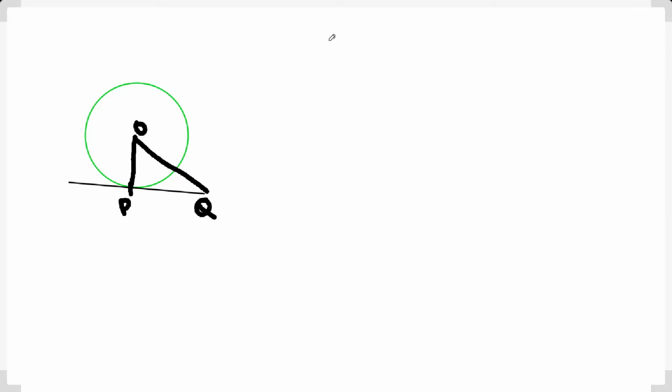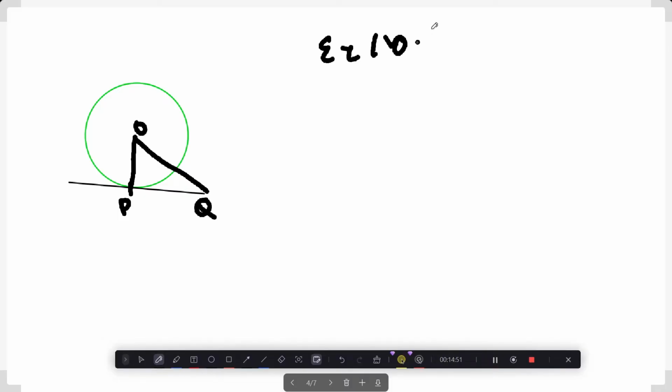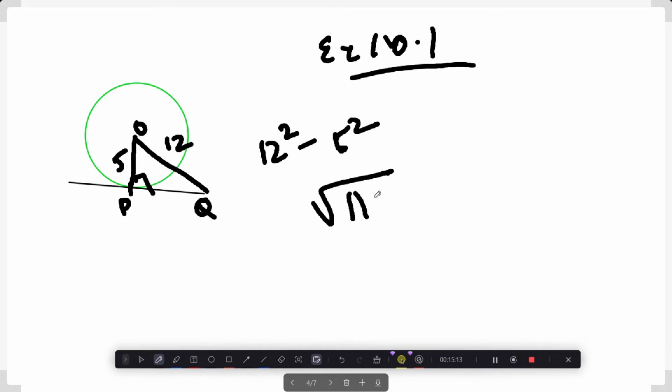Let's look at one question. Exercise 10.1. A tangent PQ at a point P of the circle of radius 5 meets a line through the center O at point Q so that OQ is 12. What is the length PQ? Simple Pythagoras theorem, 12 squared minus 5 squared, which is root 119. Right? I don't think it warrants much explanation.